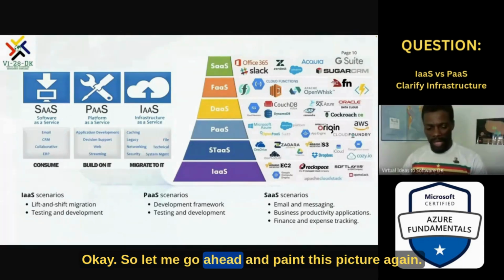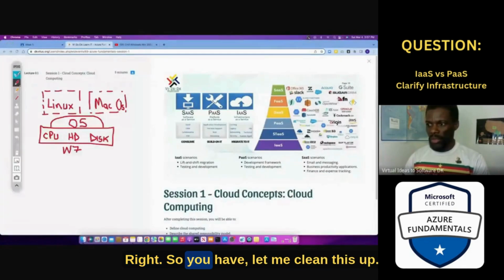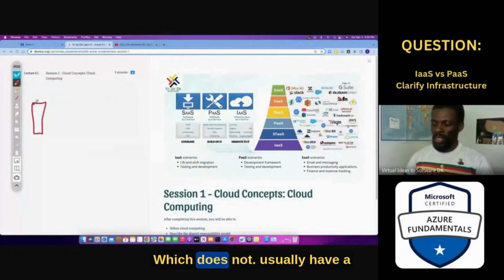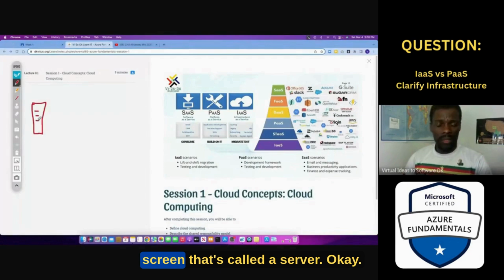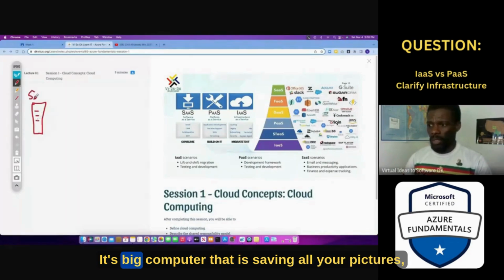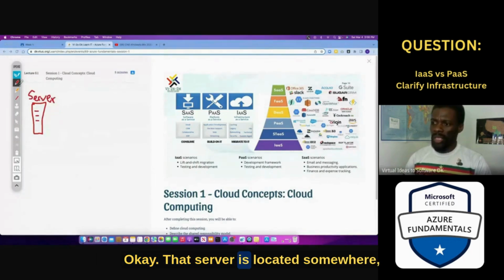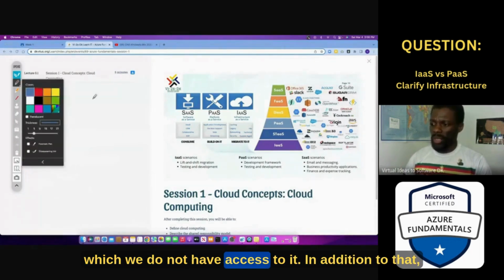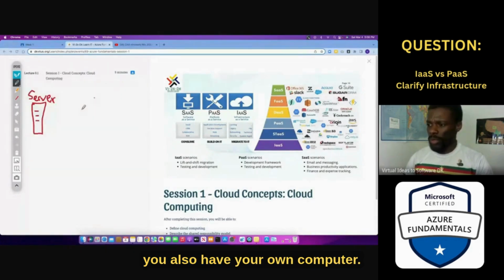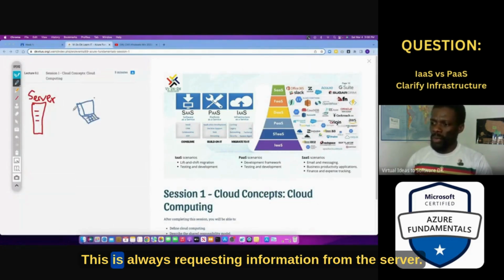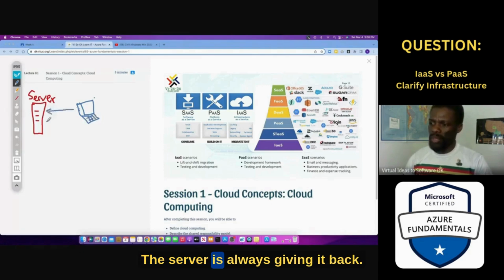Okay, so let me go ahead and paint this picture again, right? You have this computer, which does not usually have a screen. That's called a server. It's a big computer that is saving all your pictures, your emails, all that stuff. That server is located somewhere which we do not have access to. In addition to that, you also have your own computer, if I can draw correctly. That's your laptop with a keyboard. This is always requesting information from the server. The server is always giving it back.